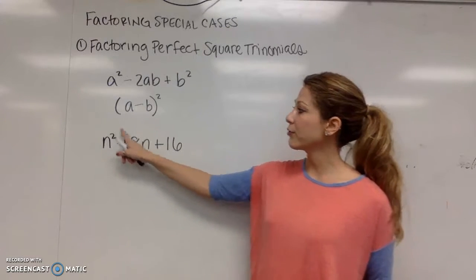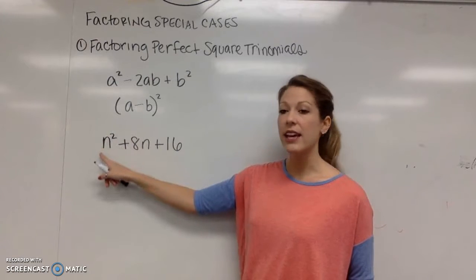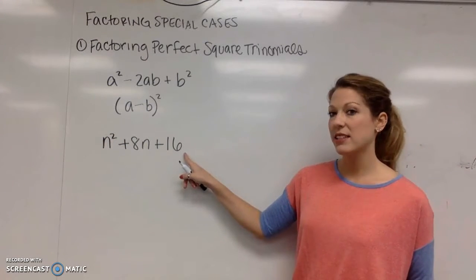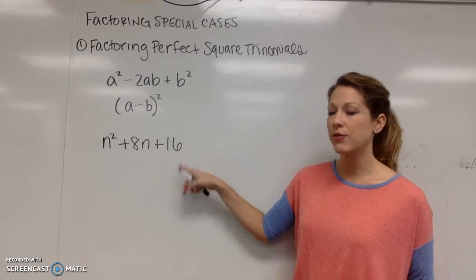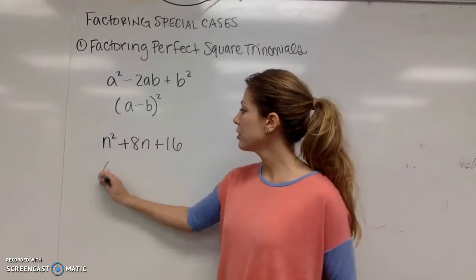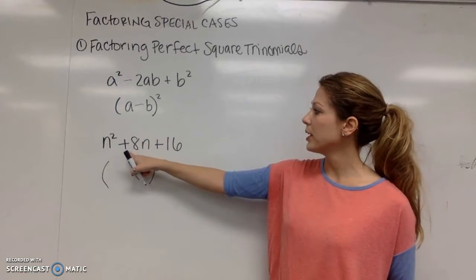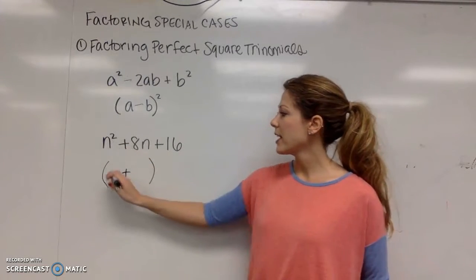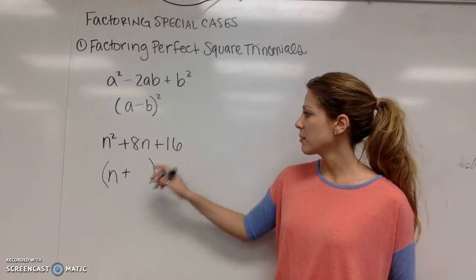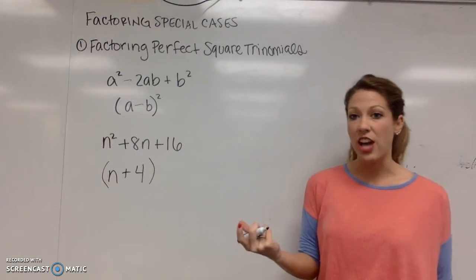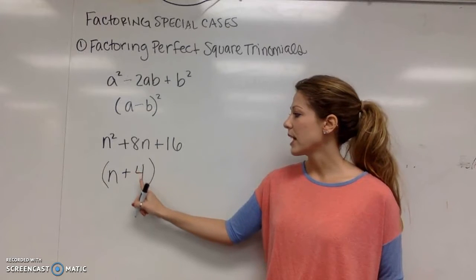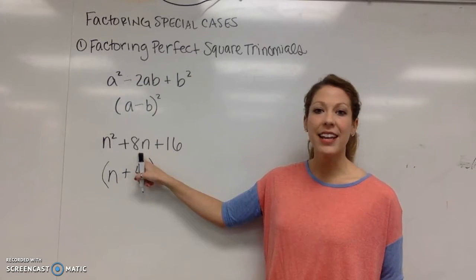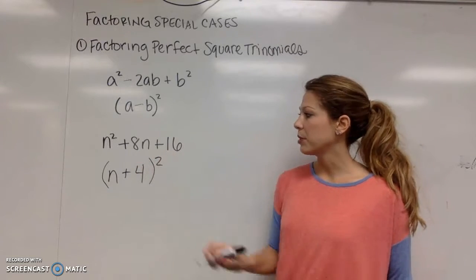So if I look in the front of this trinomial, I get n squared, which we know the square root of n squared is n. And the back is a perfect square. The square root of 16 is 4. So if I were to look at this, I would say, okay, there's a plus sign right there, so we know it's going to be plus. Then the square root of n squared is n, and the square root of 16 is 4. Now we got to check. Is 2 times 4 times n 8n? And it is. So this would be n plus 4 squared.